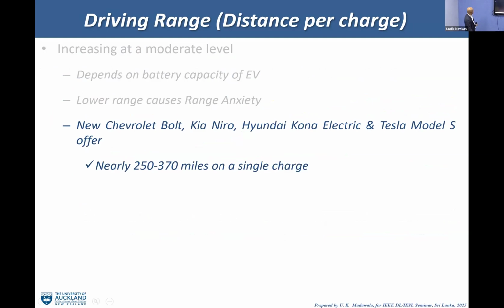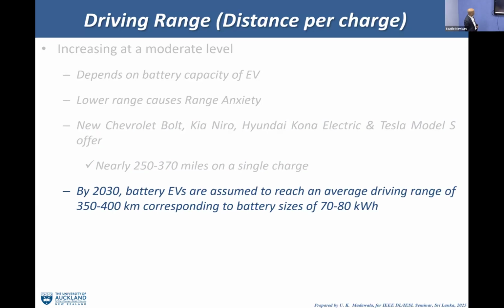So what can you do? The new models of cars are offering nearly 250 to 370 miles on a single charge. That is promising. By 2030, battery EVs are assumed to reach an average driving range of about 400, 450 miles or something. So you can see the driving range is 350 to 400 kilometers. It all depends on the battery size: a 70 to 80 kilowatt hour battery, and this is the range they expect. It could be 250, 370 kilometers, I can't remember.